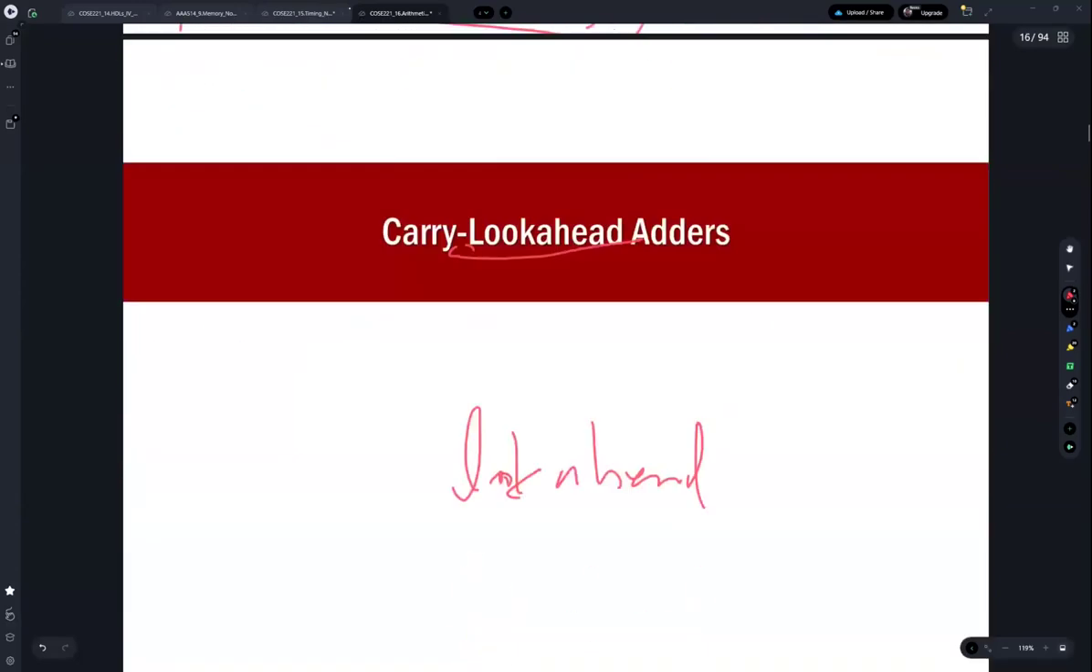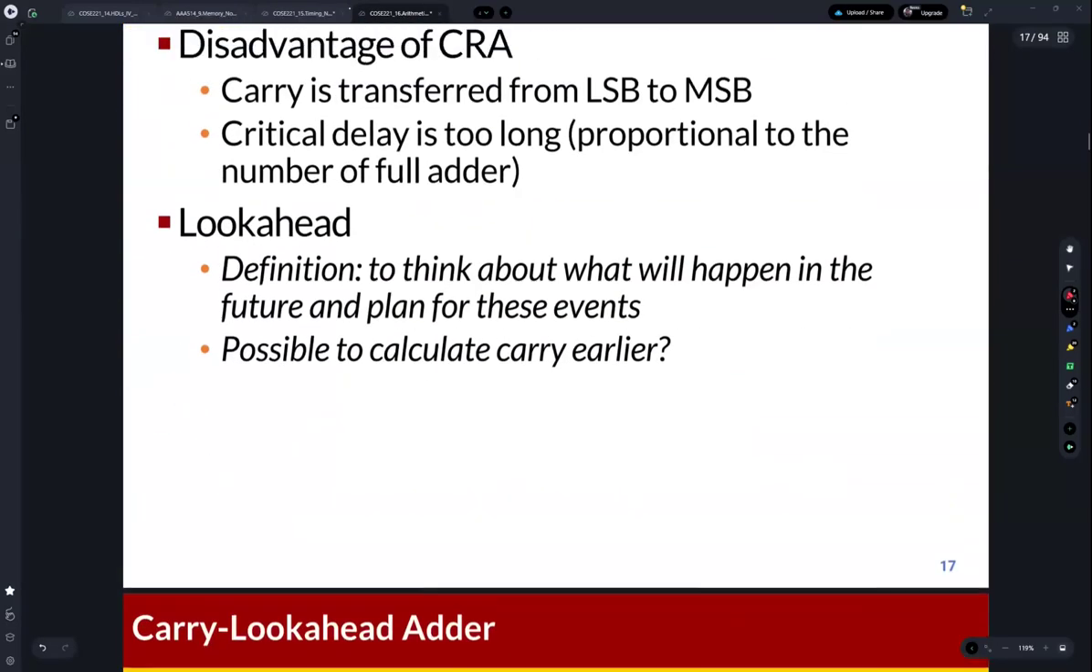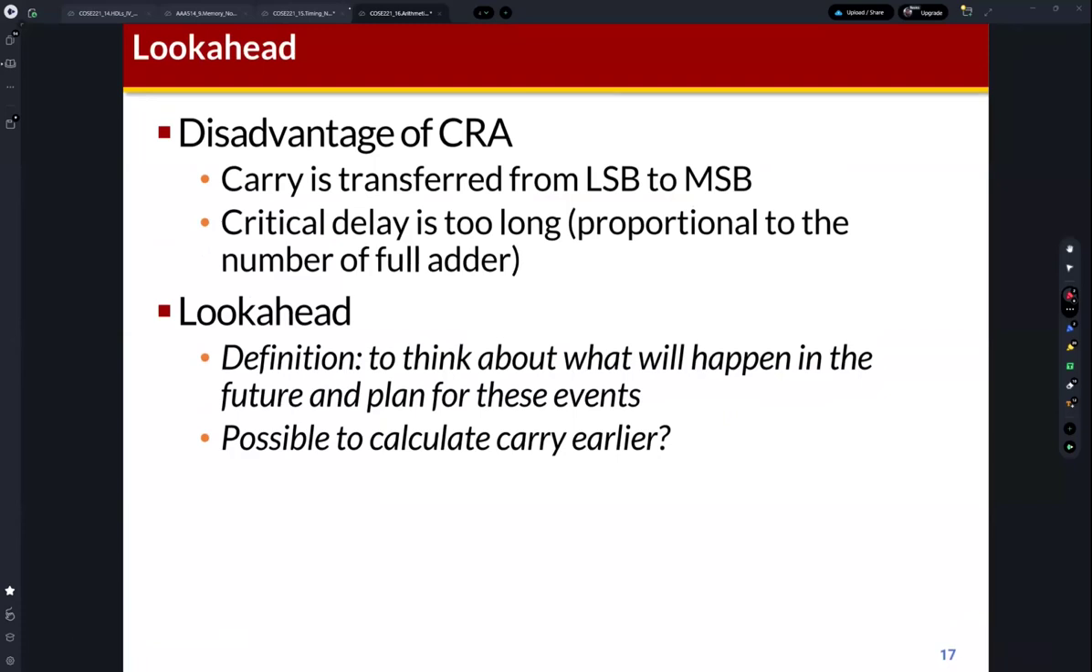Then how? So that's the definition of look-ahead. Okay, then how can we calculate the carry more quickly, earlier?